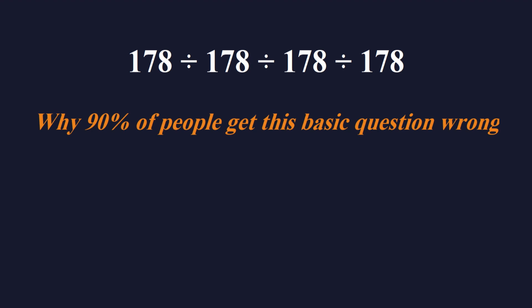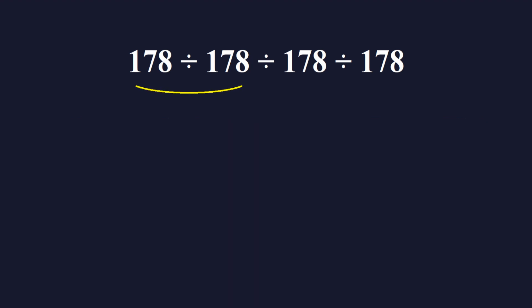In this tutorial, 178 divided by 178 equals 1, and 178 divided by 178 equals 1. Now we have this problem, 1 divided by 1 which equals 1. But this answer is not correct because according to the order of operations we must do this division, then this division, and at last this division.